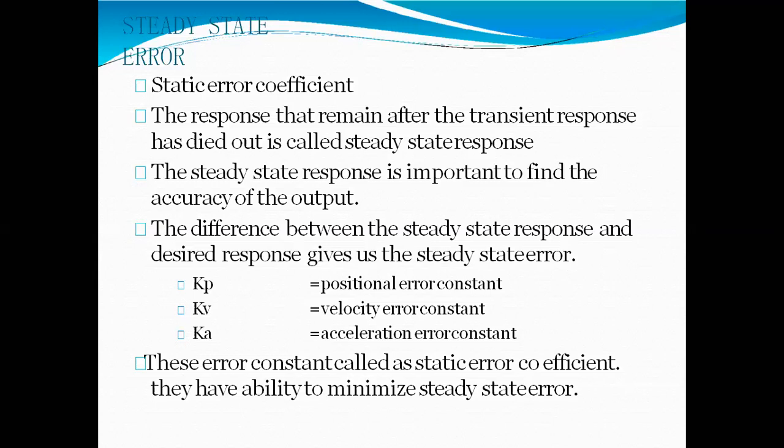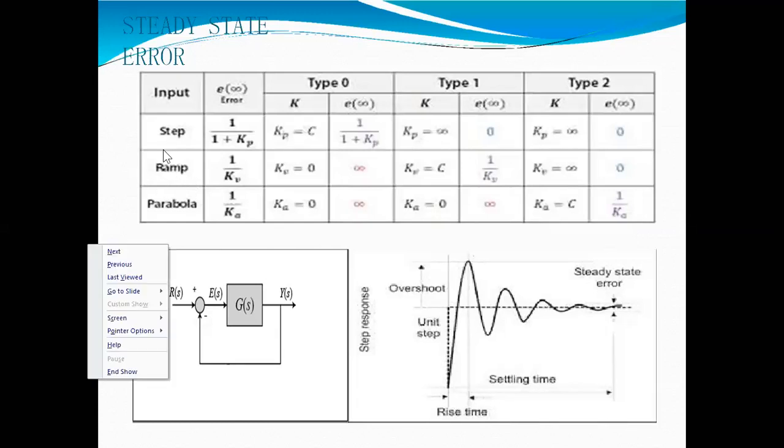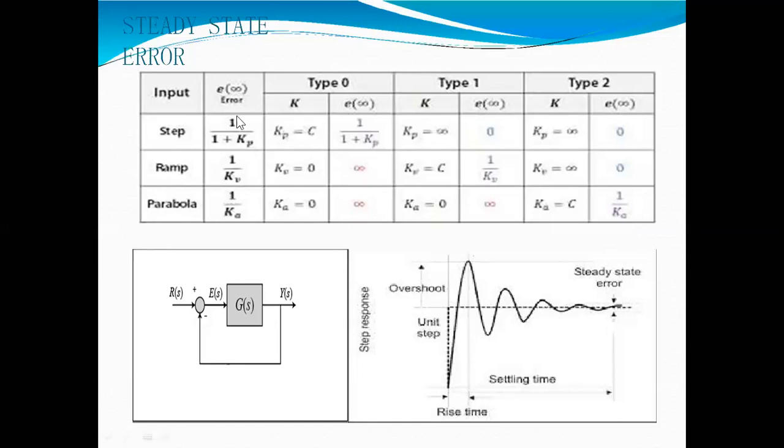Other than that, these static error coefficients have the ability to minimize the steady state error. The minimization is more important rather than completely removing the error. To remove the noise 100% is not possible, but to minimize the noise is possible. This is how we represent the steady state error. If you have the input of the type step, ramp, and parabola, then you have the error represented by 1 divided by Kp, 1 by Kv, and 1 by Ka.